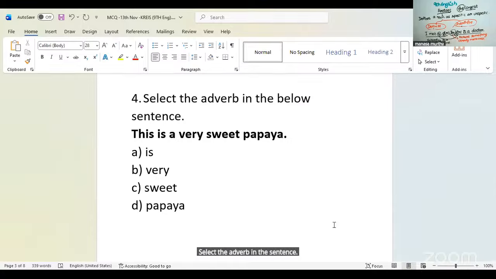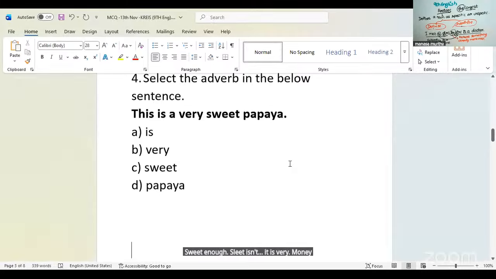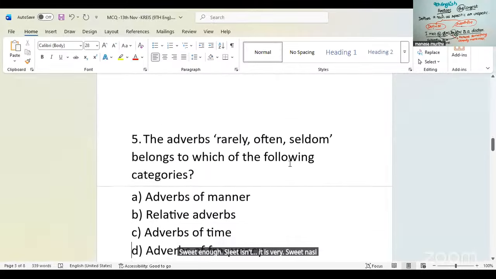Select the adverb in the sentence. This is a very sweet papaya. Which is the adverb? It is not "sweet". "Very" describes the sweetness, a papaya with a lot of sweetness. "Very" is the right answer.